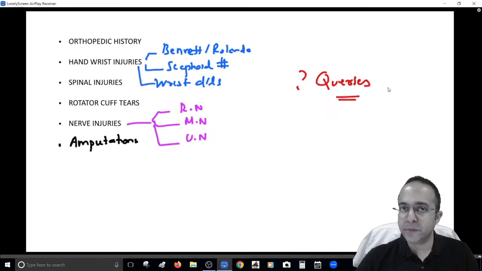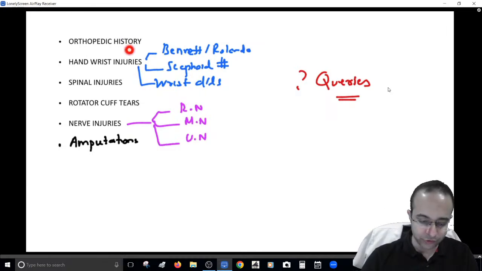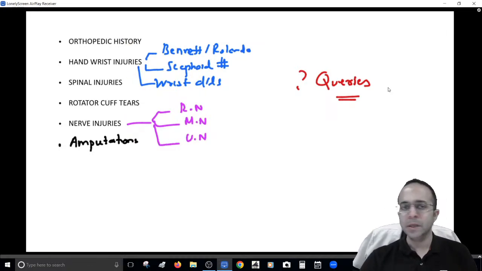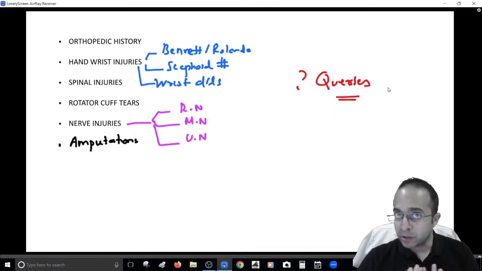Any queries from the area that was covered today, these topics, because they are all high topics, they have all been part of the INI-CET paper of late. There have been questions from this particular zone a number of times in the INI-CET paper. So that was the whole idea of discussing these topics. So any queries or comfortable with the discussion today, please let me know.